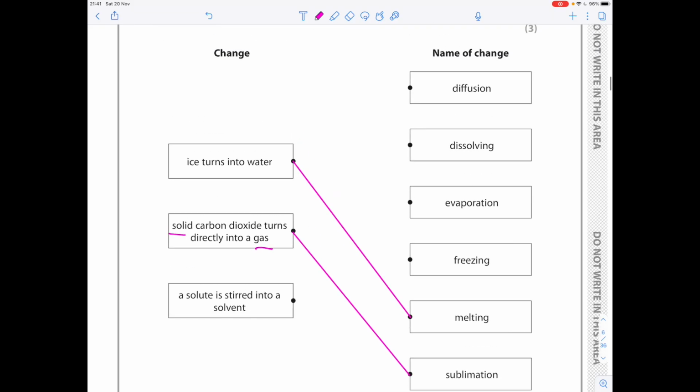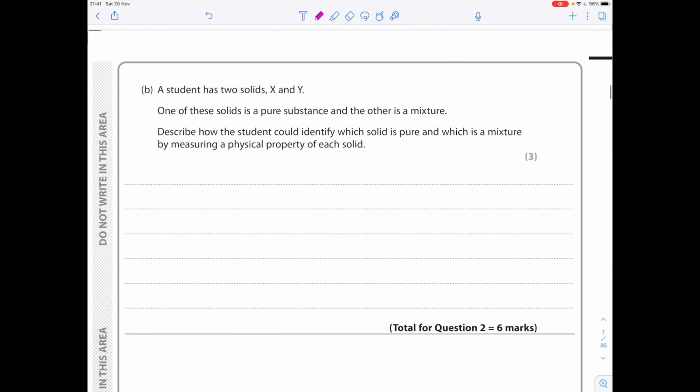A solute is stirred into a solvent. That is our definition of dissolving. A student has 2 solids, X and Y. One of these solids is a pure substance, the other one is a mixture. Describe how the student could identify which solid is pure and which is a mixture by measuring a physical property of each solid. The clue here is the physical property. It means you need to measure something like its boiling point or melting point.